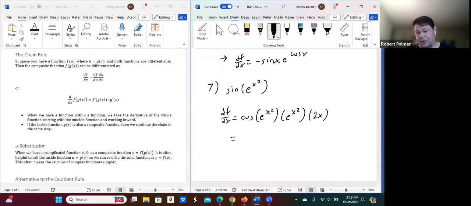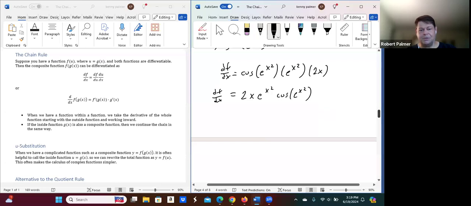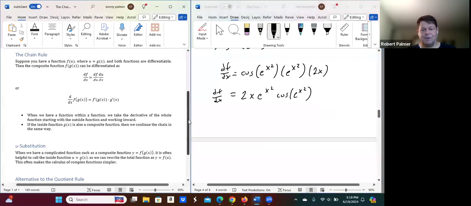So now if we just write this a little bit differently, I'm going to write it as 2x times e to the x squared times the cosine of e to the x squared, and that's our derivative of that function. Okay, now let's do one more example. This one's going to be a little bit different.